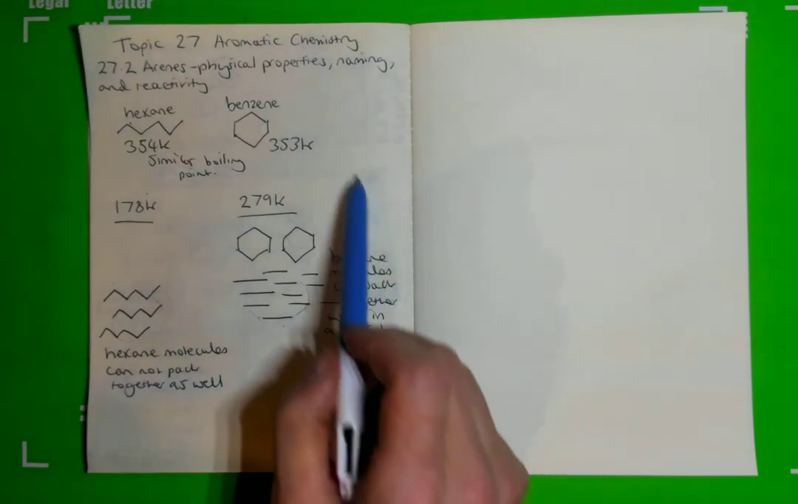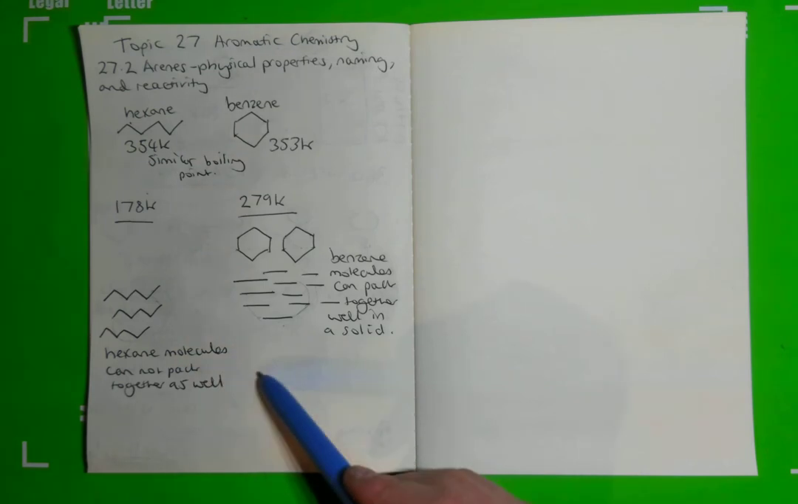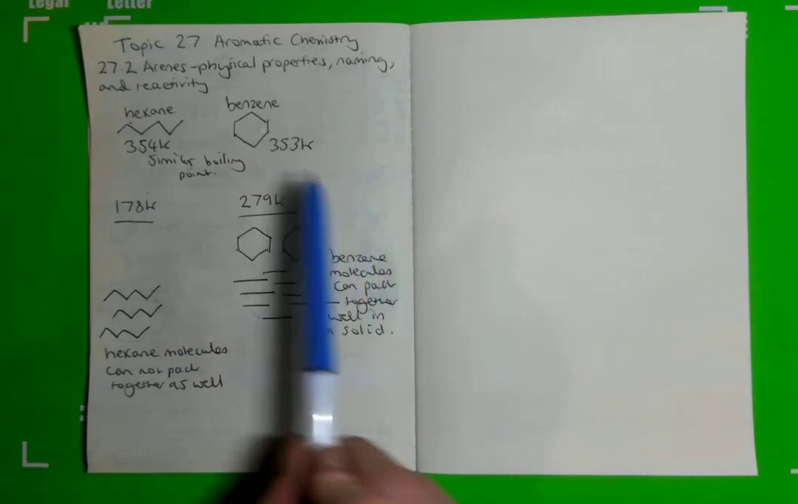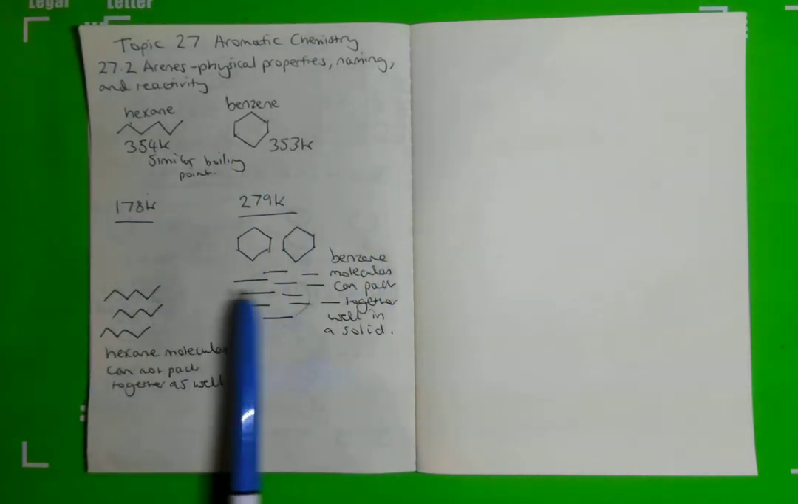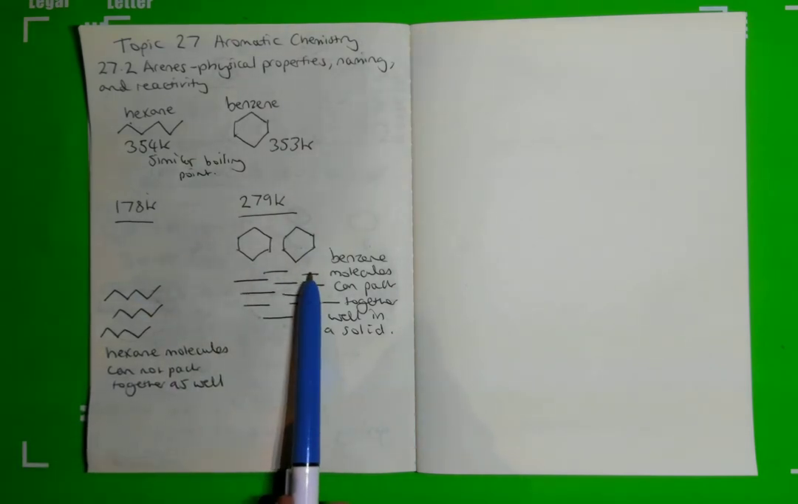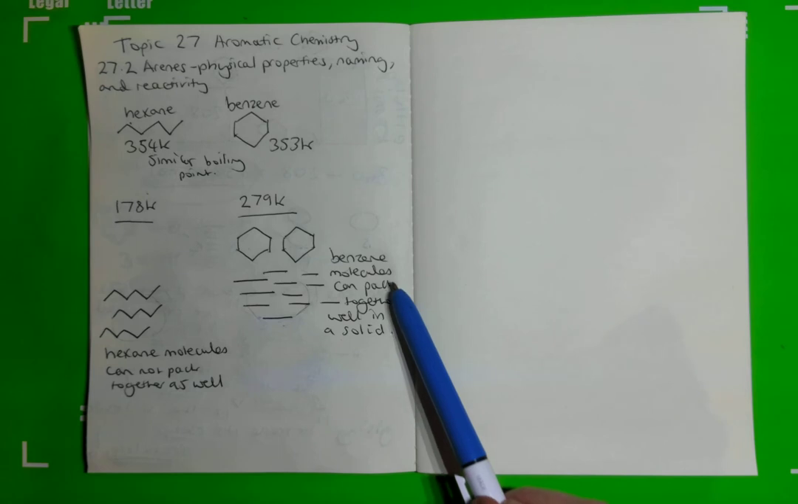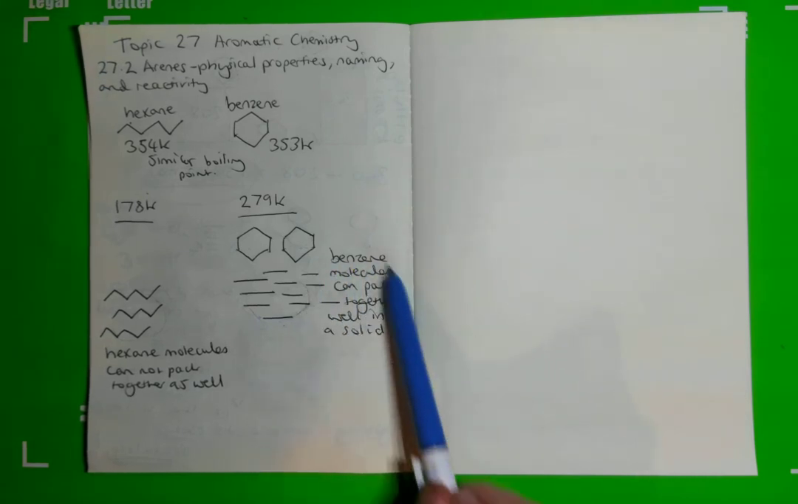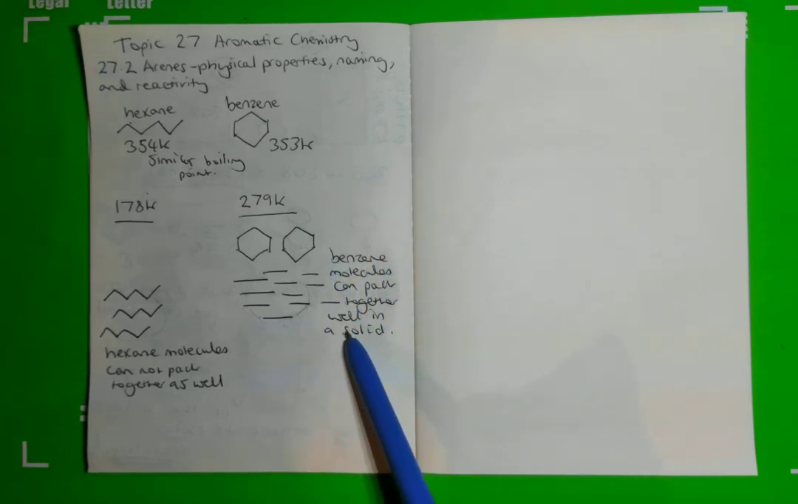So we've looked there at boiling points and melting points. So just to clarify, similar boiling point, different melting point. Benzene has a higher than expected melting point because those molecules can pack together quite well, increasing the van der Waals force of attraction between the molecules of benzene.